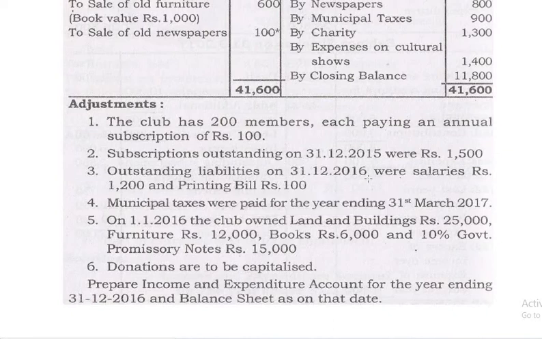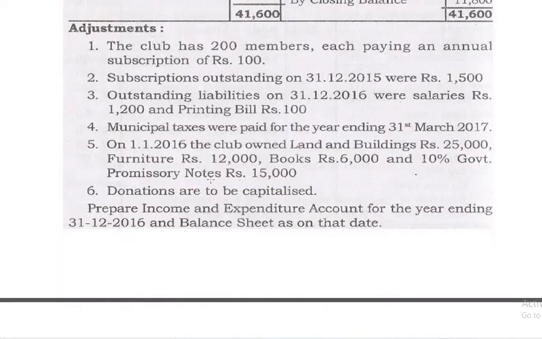Outstanding liabilities on 31st 12 2016 were salaries 1,200 and printing bill 100. These are to be added to the concerned expenses account in the income and expenditure account, and these are shown on the liability side of the balance sheet.